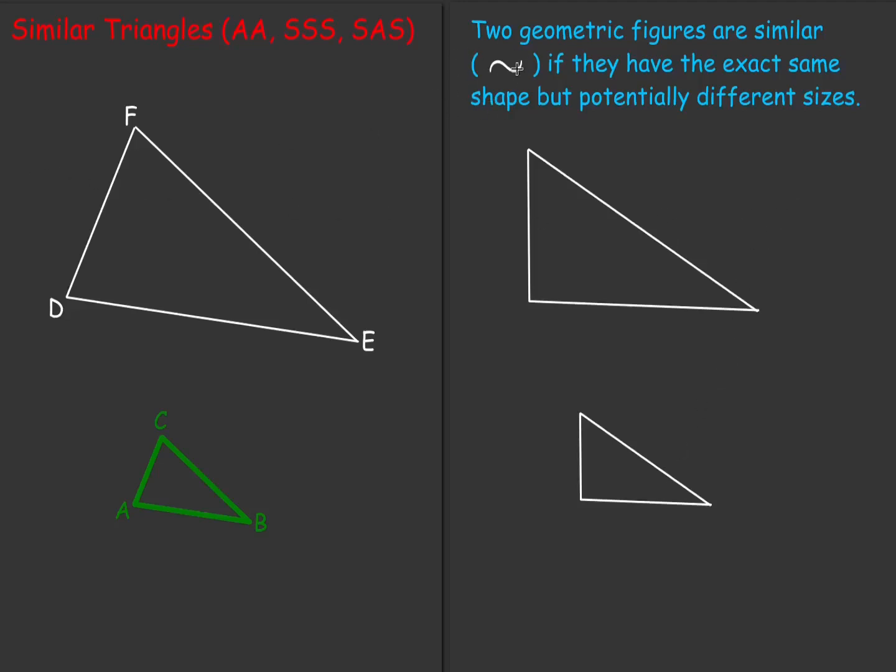Now, the symbol for similarity is what you see over here. So it's just something like this, as you can see. So something like this. Okay.